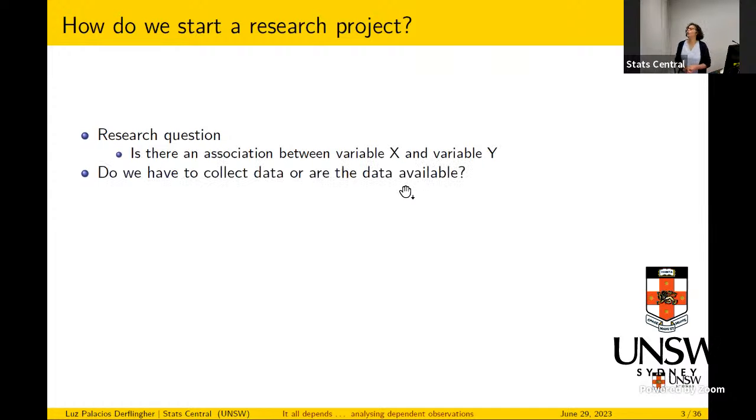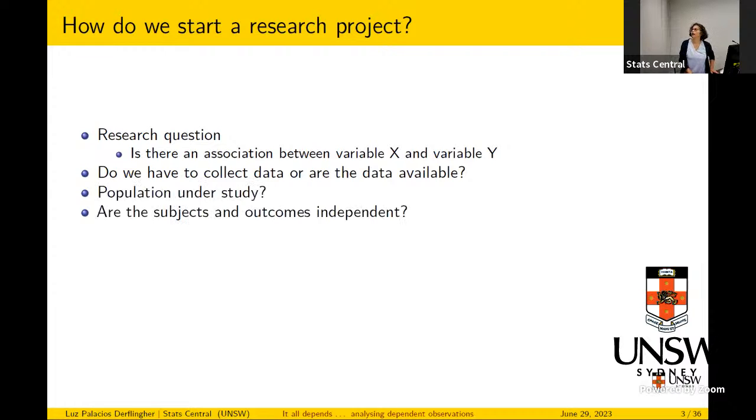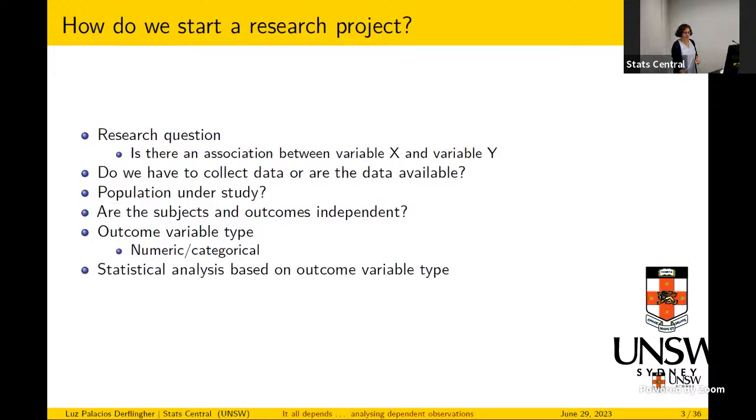Okay, so we have a research question, and then we have to see if we have to collect the data or if the data is already available. What's our population under study? Are the subjects and outcomes independent? And then the outcome variable type: is it numerical, categorical? Because the analysis depends on the variable type, right? On the outcome variable type. And does it only depend on the outcome variable type? That's what I'm going to be talking about today.